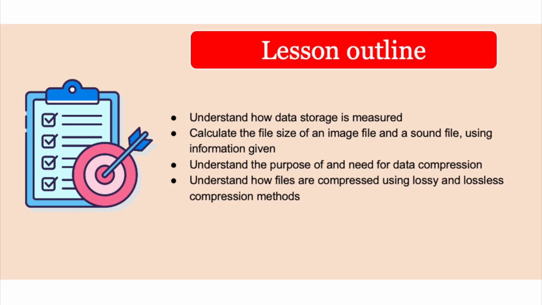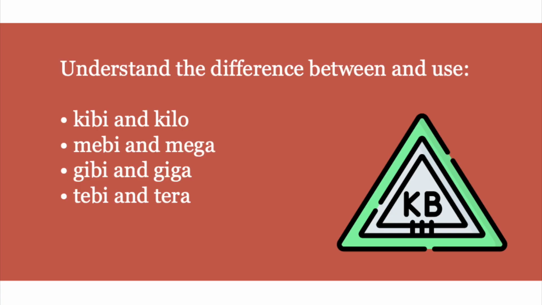Let's begin by looking at data storage. Now, in previous syllabuses, you needed to understand the differences between kilo, mega, giga, and terabytes. However, for the purpose of our exam, we're only interested in kibibytes, mebibytes, gibibytes, and tebibytes. You need to make sure that you understand the distinction between both of them because previous exam questions might refer to kilobytes rather than kibibytes, and that could cause some confusion.